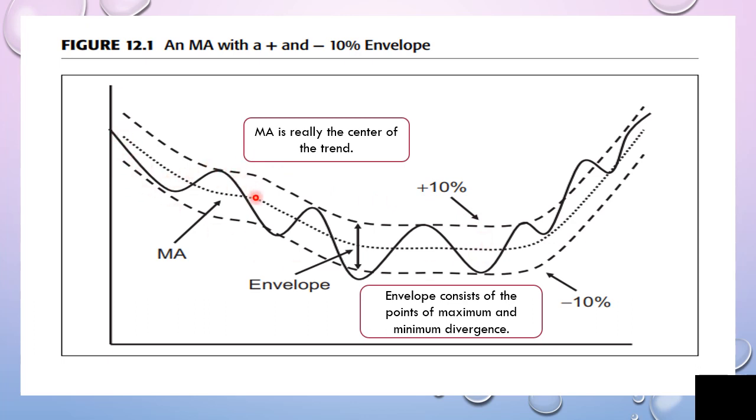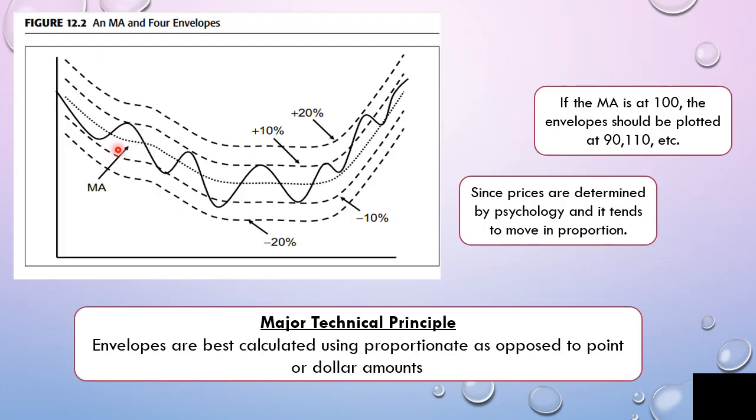Jadi this is the price. Okay, this one tengah-tengah ni adalah moving average. Atas ni adalah dia punya line, envelope. Okay, upper line and lower line. Okay, inilah. Ini kalau tengok sama ni 20%, boleh juga. Envelopes are best calculated using proportionate as opposed to point or dollar amounts.